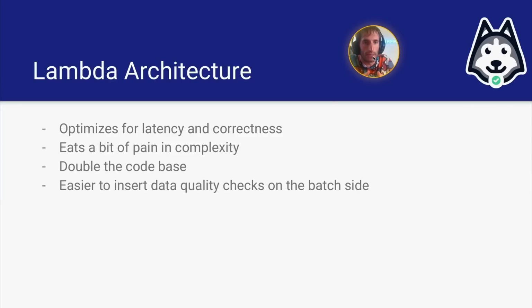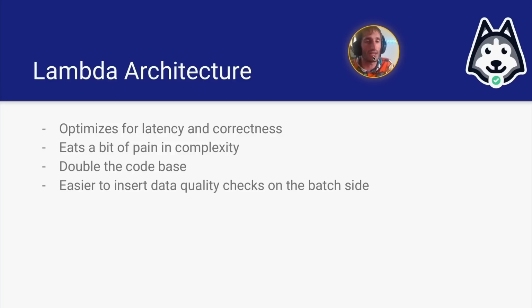You double the code base. You have a batch pipeline and a streaming pipeline that both write the same data. The main reason for that is the batch pipeline is there as kind of a backup if the streaming pipeline fails, or has problems or issues, or the correctness is a little bit weird, right? So the pain here is double code. That's the big pain of the Lambda architecture.